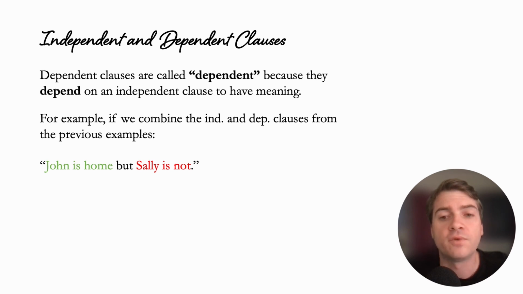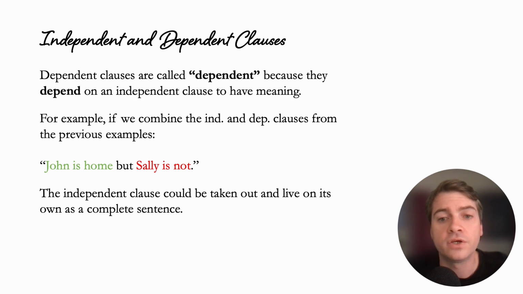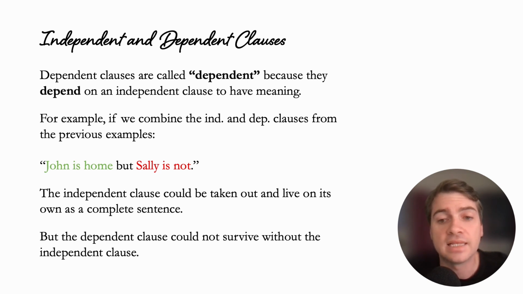So, for example, if we combine the independent and dependent clauses from the previous two examples, John is home, but Sally is not, the independent clause here could be taken out and still live on its own as a complete sentence. So John is home could be taken out and it's still a complete sentence because it forms a complete thought. But the dependent clause, Sally is not, could not survive on its own without the independent clause because it doesn't form a complete thought. So again, the dependent clause depends on the independent clause. All right, I hope that makes sense.